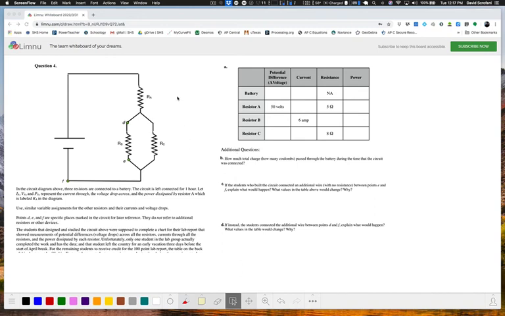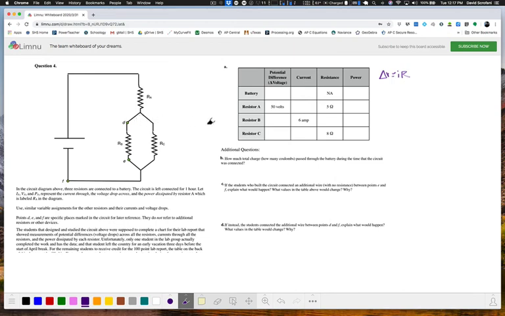This is a rather easy problem. You just have to look at the table over here and determine what you can do using Ohm's law. It's pretty much the only relationship I'm going to use for a while here. Delta V equals IR. So let's see, where should we begin?